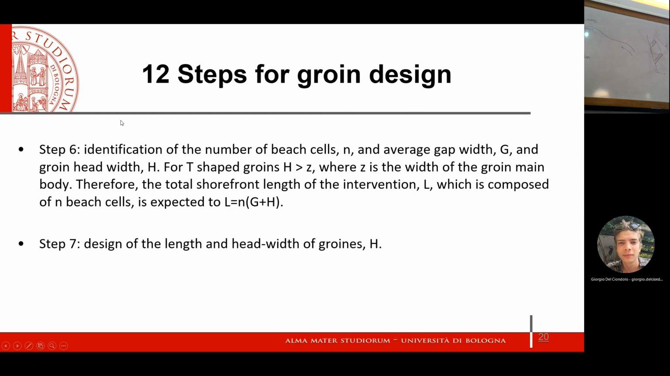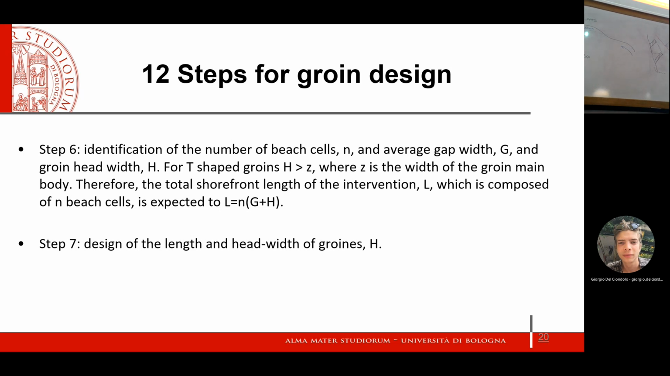So we are at step 5, as we said, we already discussed it. Now, step 6, identification of the number of bit cells, N, and average gap width, G. This is consequential because we already identified the length of the intervention. So if we identify the number of bit cells, then of course, by dividing the overall length by the number of cells, we get the average gap width.